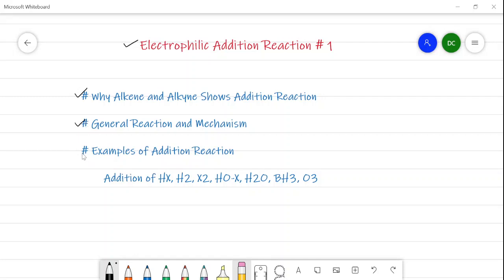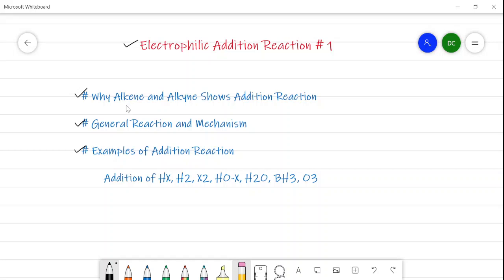And the last point in this video is the examples of addition reactions, that is addition of HX, hydrogen halide, addition of hydrogen, addition of halogen, HOX, water, boron and ozonolysis. So let's begin with the first point, why alkene and alkyne show addition reaction.